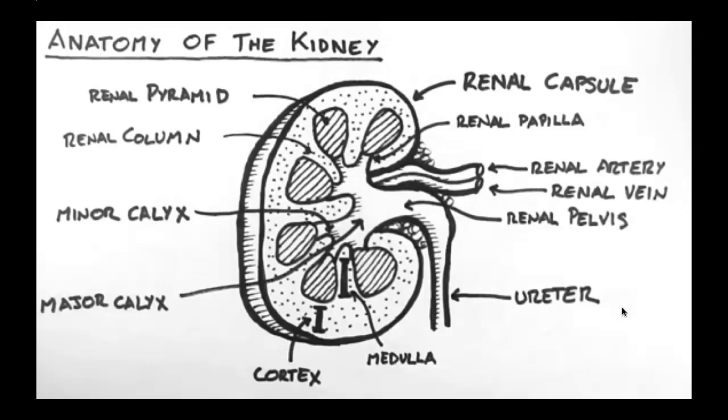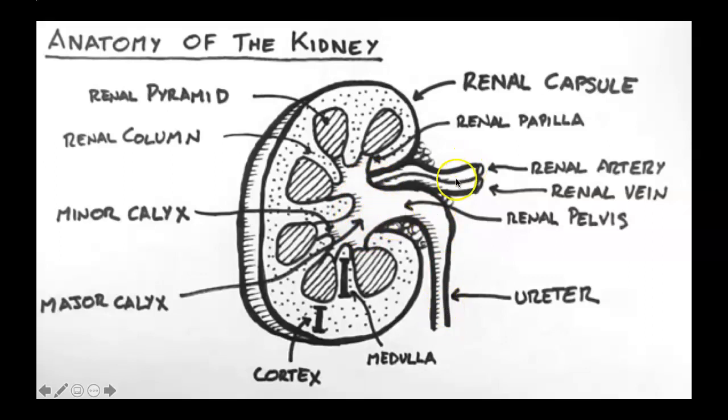Going back, looking at the anatomy of the kidney, we talked about it a little bit. We've got the renal capsule, which is the outermost fibrous layer. We have the cortex, which is the secondary layer of the kidney. If we look here, we have the medulla, which is the middle layer of the kidney. And then we have the renal pelvis, which is this big funnel, which eventually turns into the ureter.